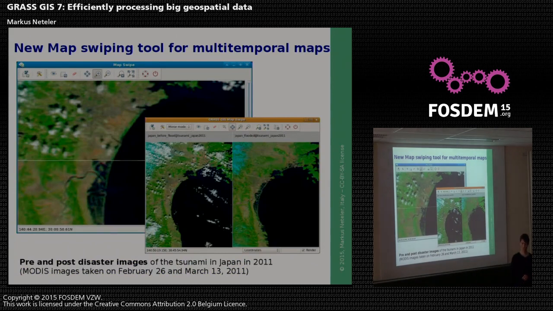Then for another point of multi-temporal data analysis, this is the tsunami event in Japan in 2011. You can see, for disaster management, before and after the event, have a slider and can visually compare what happened to get an idea about the impact in a graphical way.